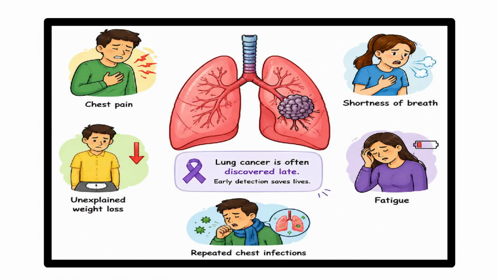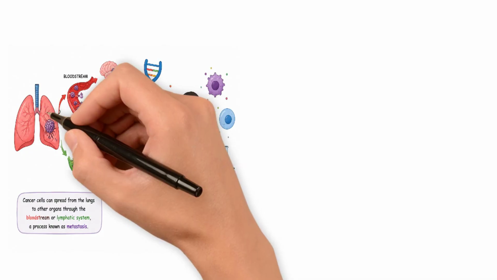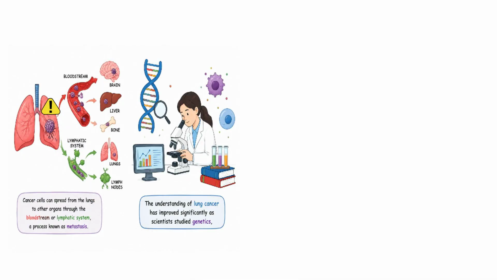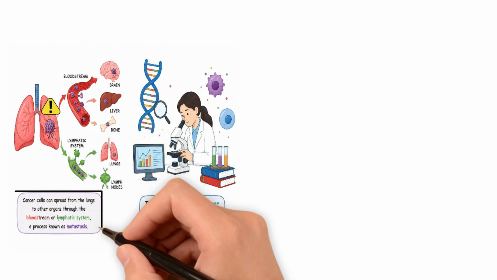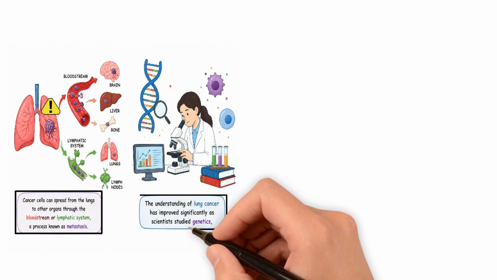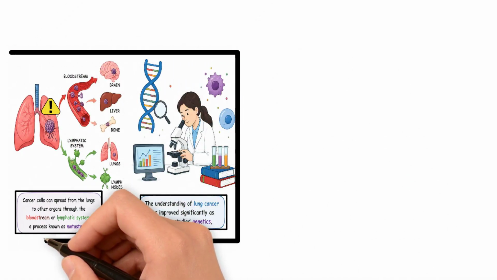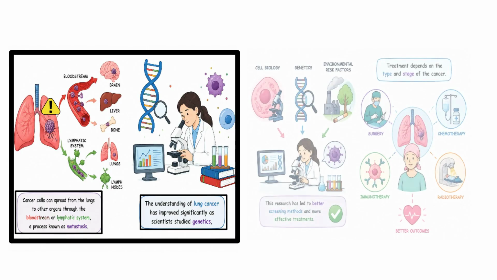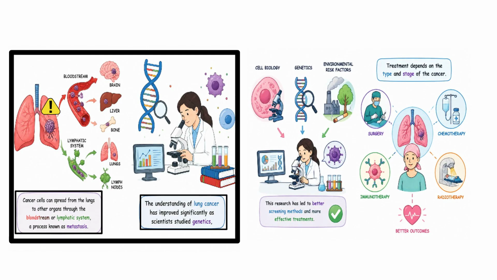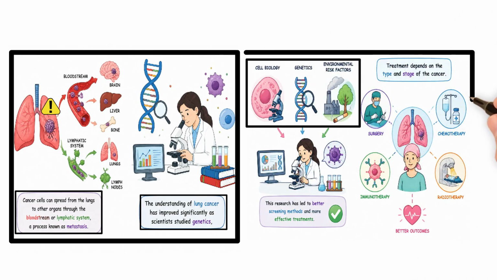One of the reasons lung cancer can be so dangerous is that it is often discovered late. Cancer cells can spread from the lungs to other organs through the bloodstream or lymphatic system, a process known as metastasis. The understanding of lung cancer has improved significantly as scientists studied genetics, cell biology, and environmental risk factors. This research has led to better screening methods and more effective treatments.